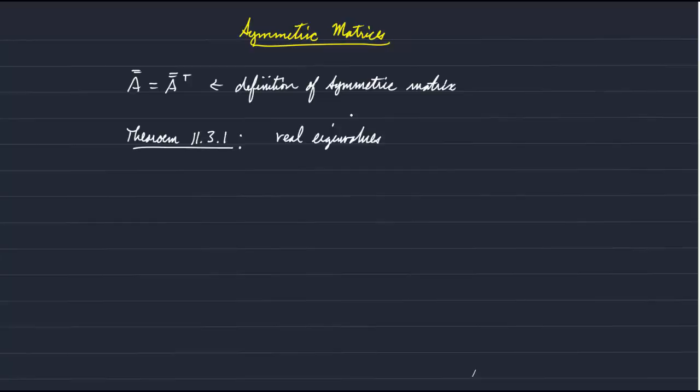Remember, to find the eigenvalues, we had to take the determinant of A minus lambda times I, and that determinant led to an n-order polynomial, and it's possible for those eigenvalues to be imaginary if the matrix is not symmetric. But in this case, the eigenvalues are always real.